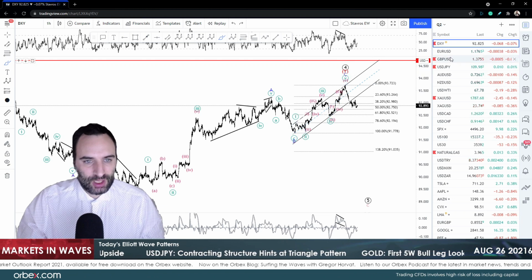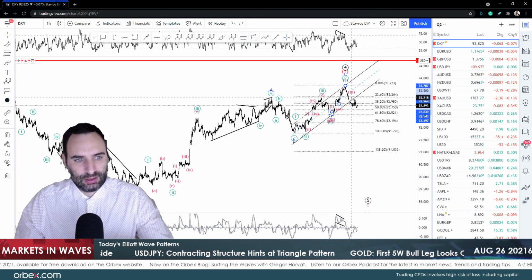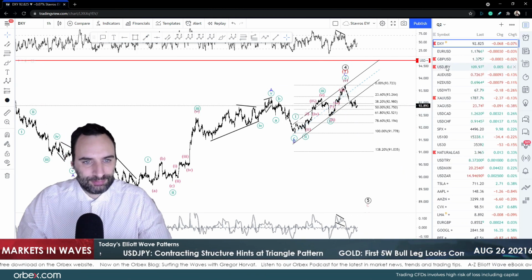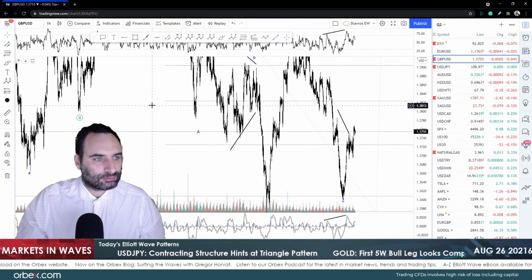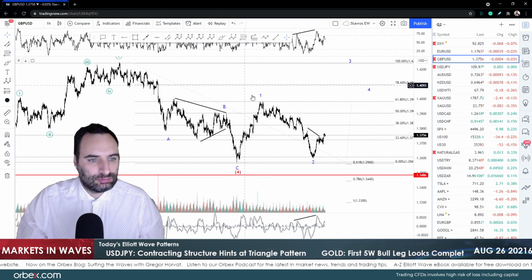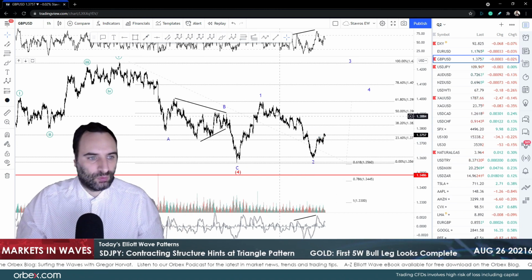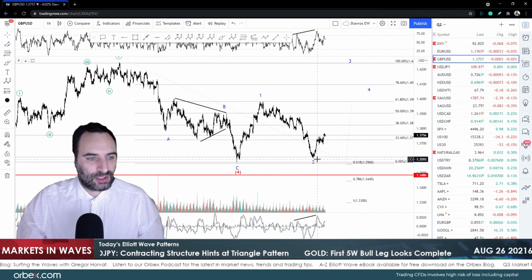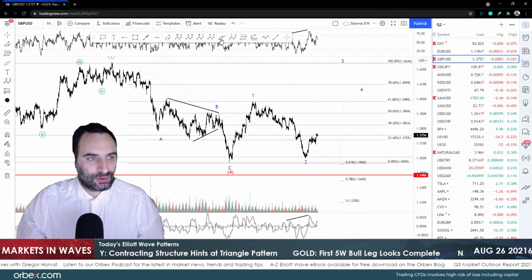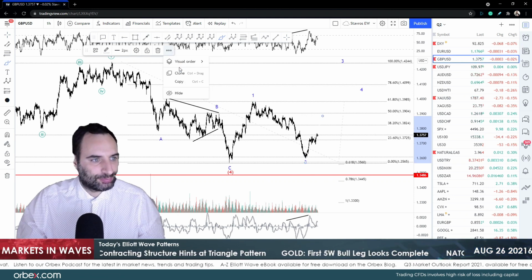Now let's quickly jump on the pound over here. Pound turns actually quite nicely here. We can consider this as a WXY, a dip down to 78.6 or so, a very deep wave 2. And now we're looking for a potential continuation up.